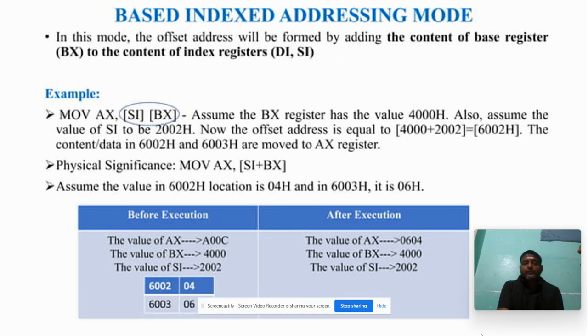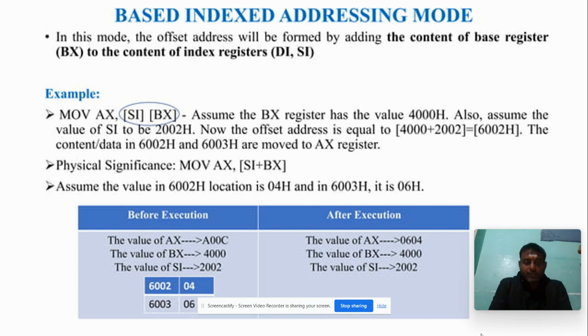Next, we go for base index addressing mode. In this addressing mode, the offset address is formed by adding the contents of a base register to the contents of an index register. In the previous addressing mode, we added a displacement value. In this addressing mode, we add both the base register and the index register. The remaining execution process is the same.